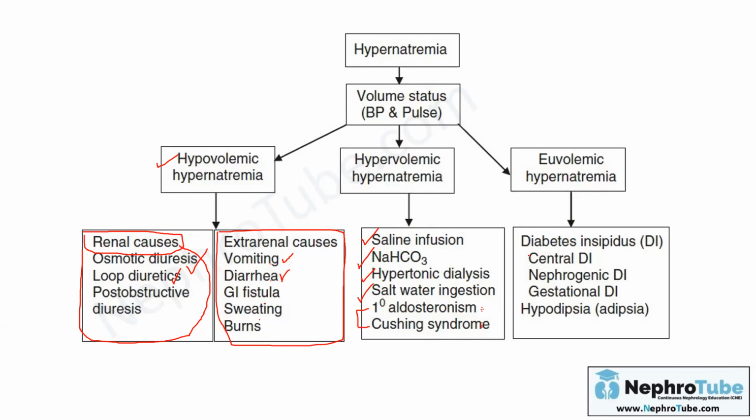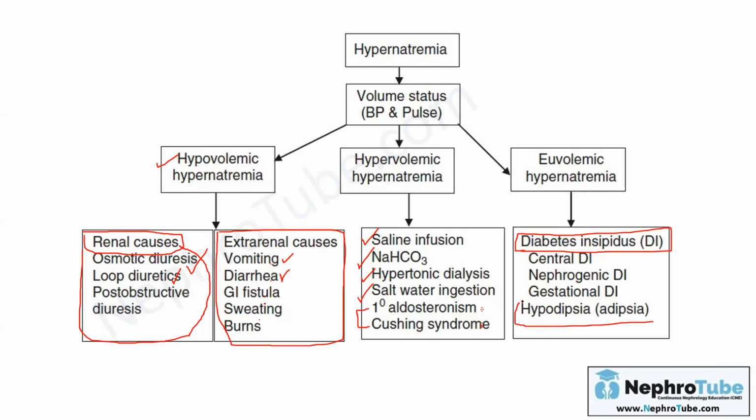Euvolemic hypernatremia, we will see it in diabetes insipidus, and we will talk a little bit about diabetes insipidus now. In diabetes insipidus, there is a problem in the antidiuretic hormone of the patient. Either there is a decrease of the release of ADH hormone from the pituitary gland, or there is a resistance or decreased response of the kidney to the normally released ADH hormone from the pituitary gland.